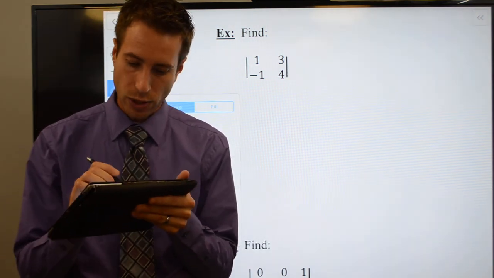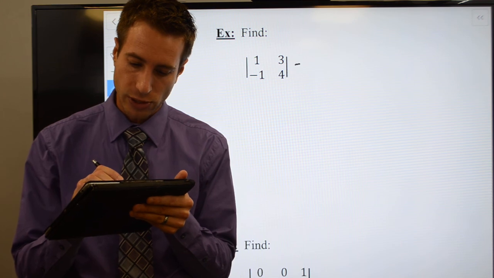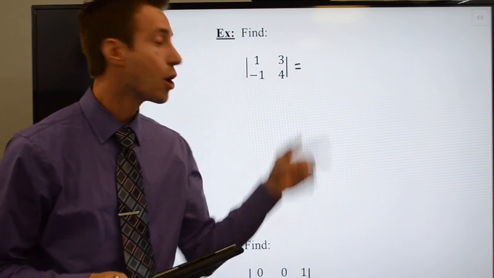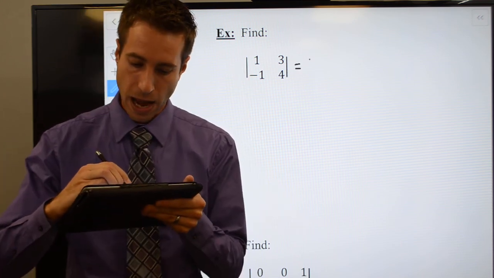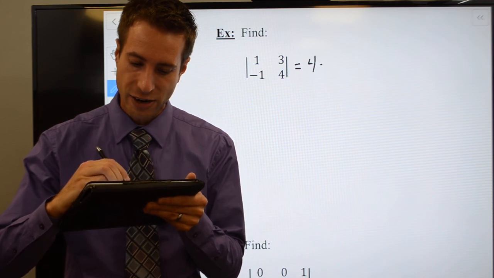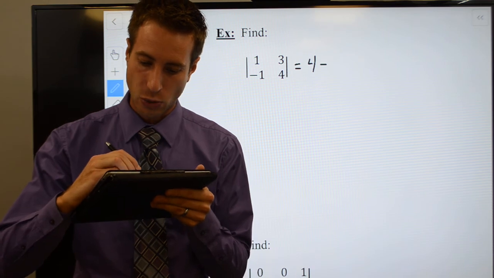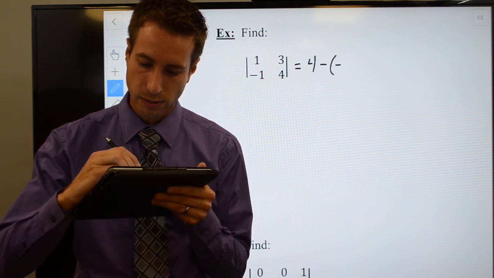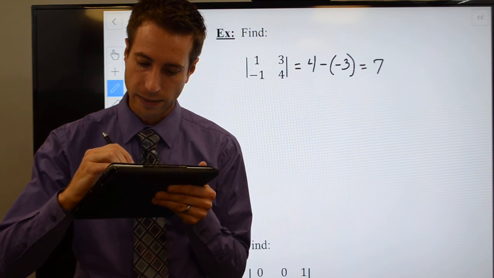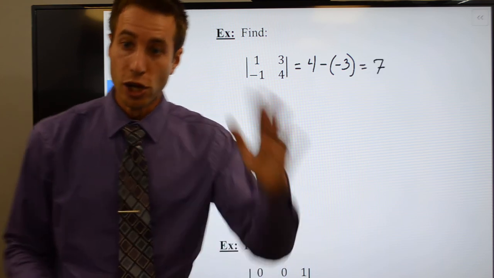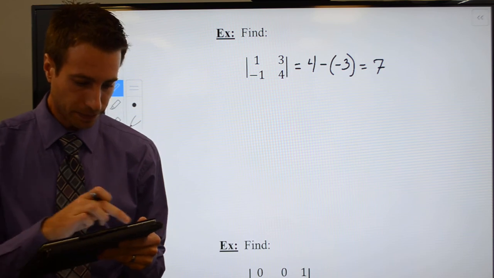Again, these are the easy ones. We love it when we get these 2x2 matrices. I'm going to take the major diagonal, 1 times 4, which is 4. I'm going to subtract from it the minor diagonal, which is a negative 1 times 3. Comes out to be a minus 3. Watch your signs. Add the opposite, and I get 7. Okay, great. Scroll on down to the next one here.